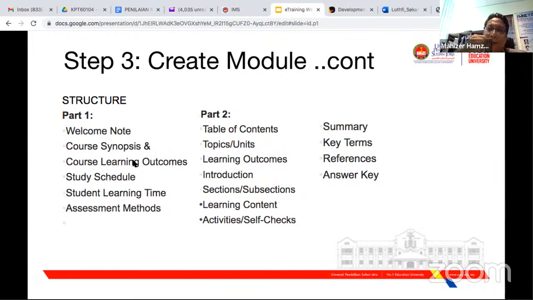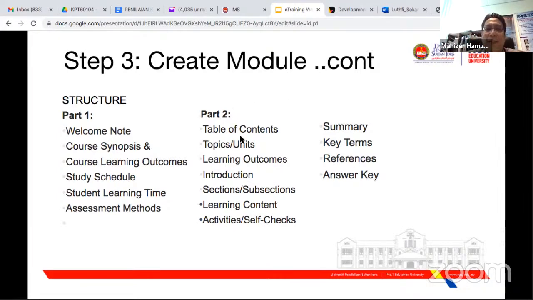For example, we discussed just now developing e-learning content, e-training content. So that part will be about how to use the e-learning content development module, how to develop and how to use that module. And then part 2 will be focused on every unit.